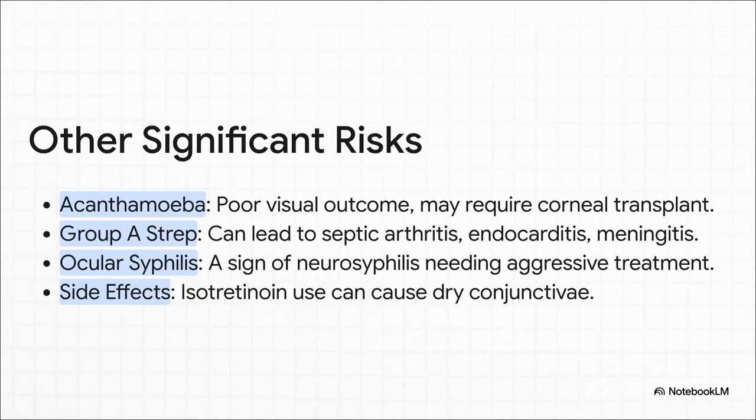And the risks just keep going. You have infections like acanthamoeba keratitis, which are notoriously difficult to treat and often end with poor vision. And again, conjunctivitis can be the first clue to a potentially deadly systemic disease like streptococcal toxic shock or neurosyphilis. You have to recognize it.